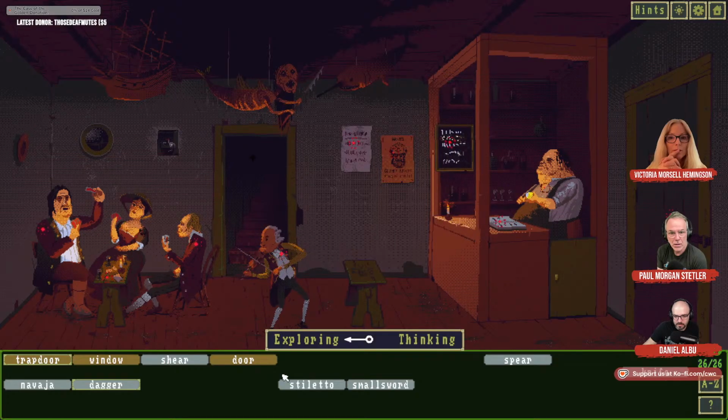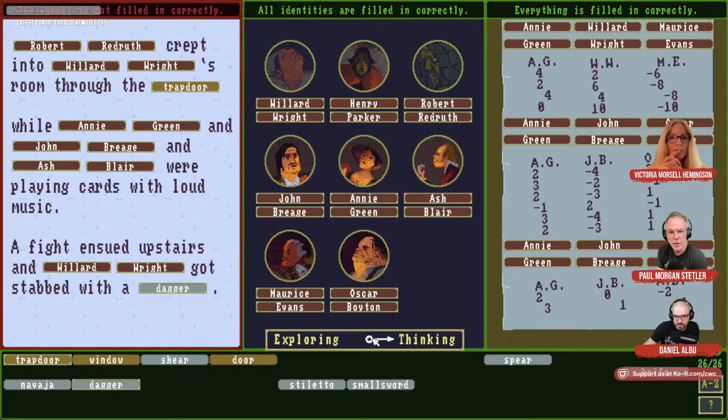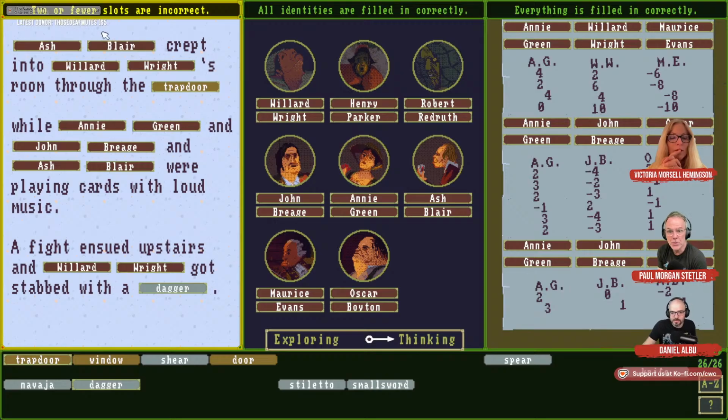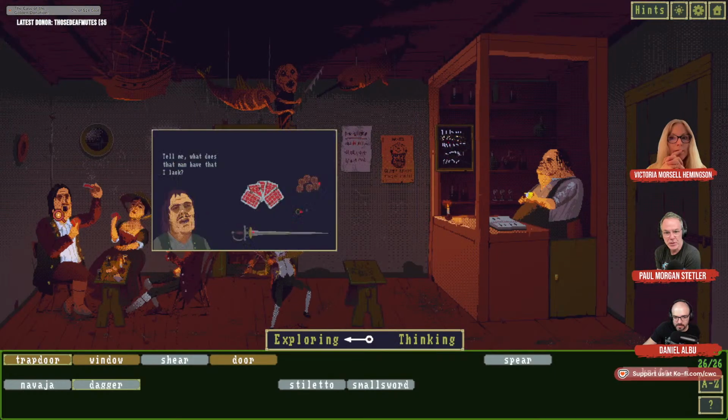Okay. And then where would Robert Redruth? Yeah, let's try him. Ash Blair. Ooh, two or fewer. We're closer now. Okay. Crept into Willard Wright's room through the trapdoor while Annie Green. No, it's not. So Ash Blair is not playing cards. Someone else is playing cards. Yeah, because he's the murderer. So who's playing cards? Maurice Evans is.